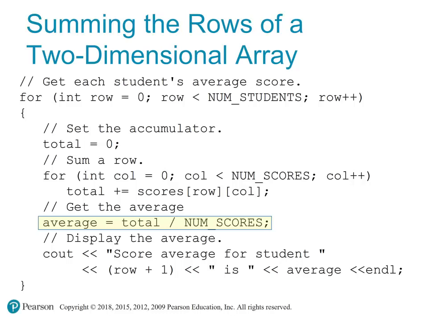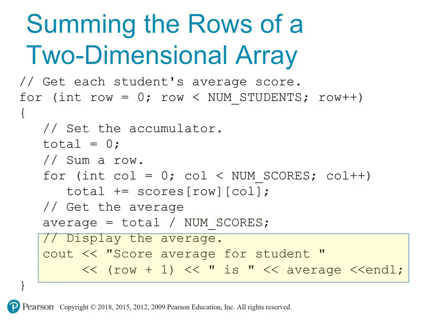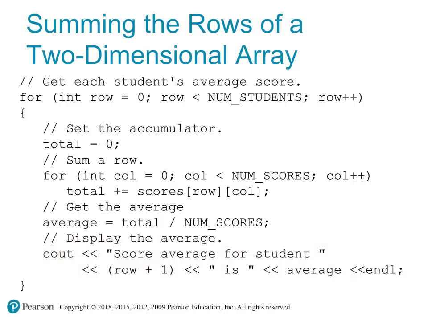We then calculate the average. Each student's average score is displayed in the console. We use row plus 1 to display the student number starting from 1 instead of 0.